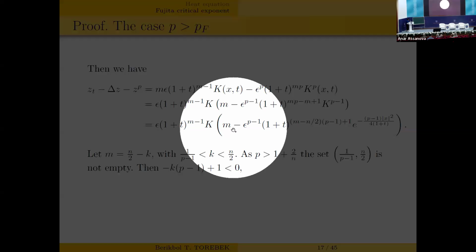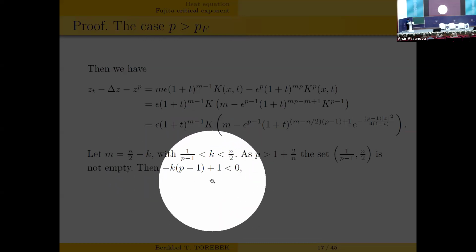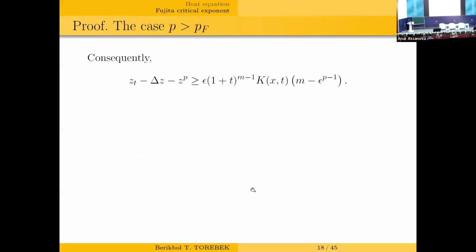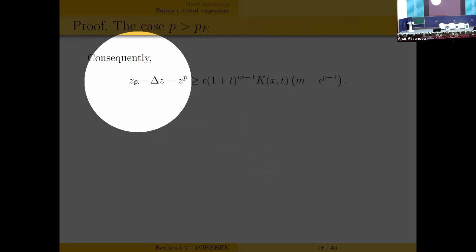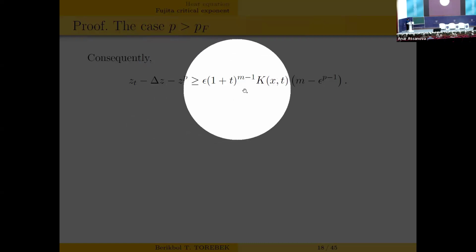Then using this fact, we can show that this term will be negative. Then from here it follows that this expression is less than 1. It means that we can estimate this term by 1. And therefore, using these facts, we can arrive at the result that the semi-linear heat equation for z will be estimated by this expression.